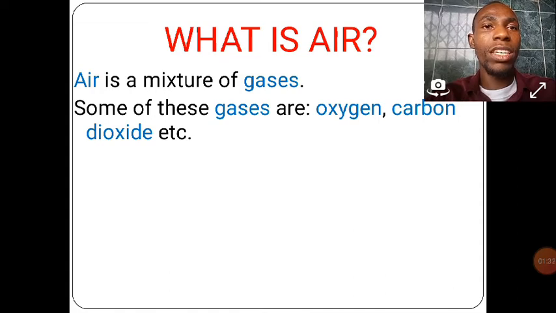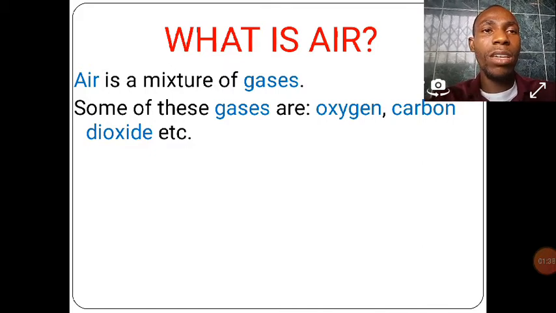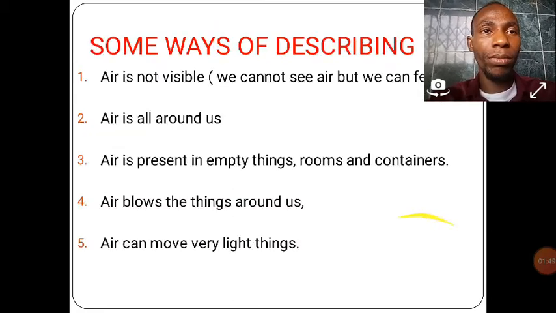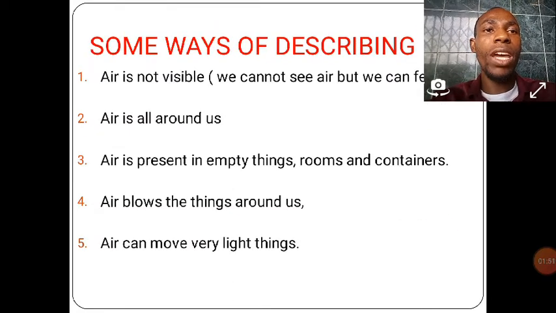Let's take it once again. What is air? Let's read together. Air is a mixture of gases. Some of these gases are oxygen, carbon dioxide, and etc. Good. Some ways of describing air.